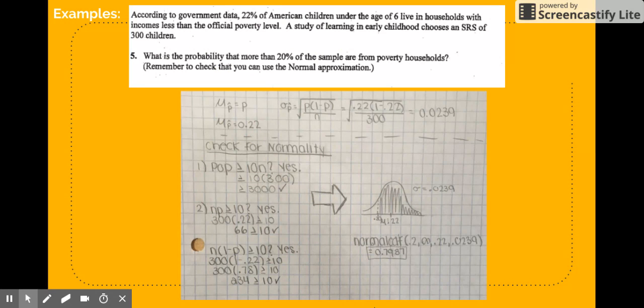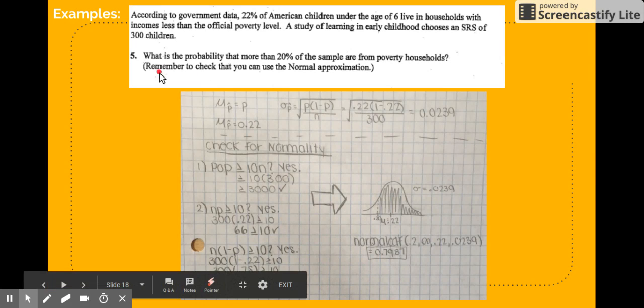So here's an example. According to government data, 22% of American children under the age of 6 live in households with incomes less than the official poverty level. A study of learning in early childhood chooses an SRS of 300 children. What is the probability that more than 20% of the sample are from poverty households?